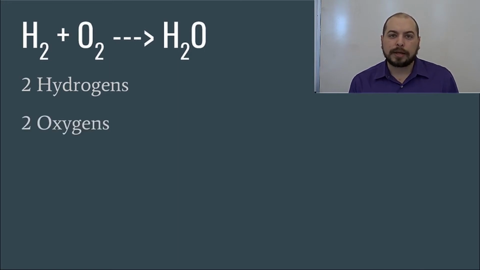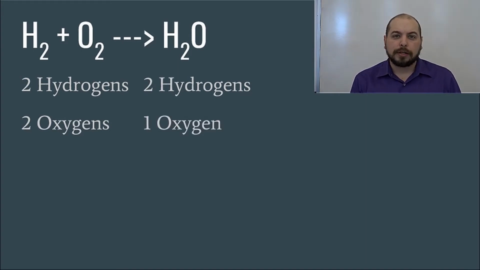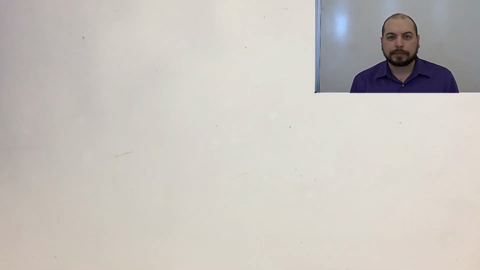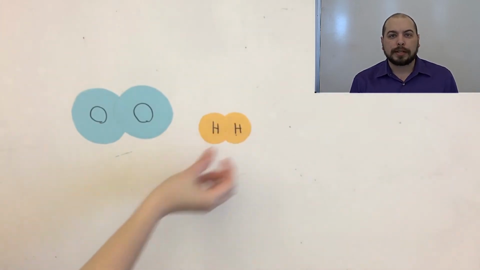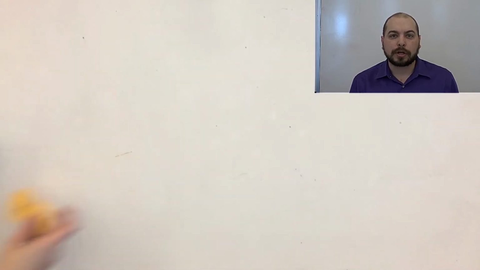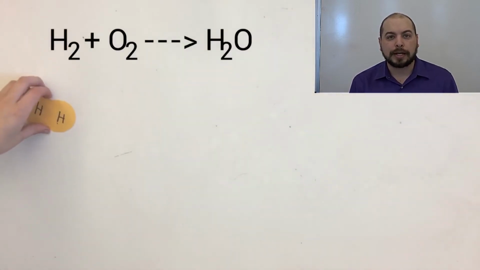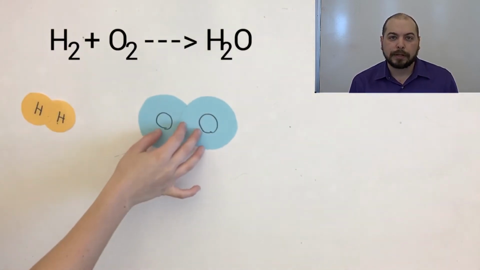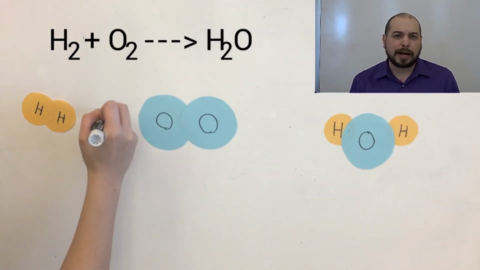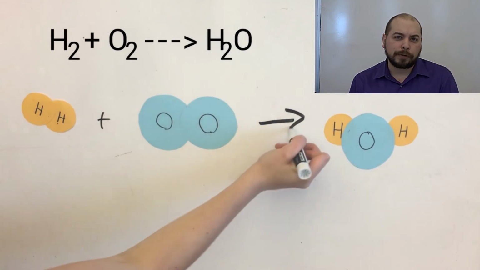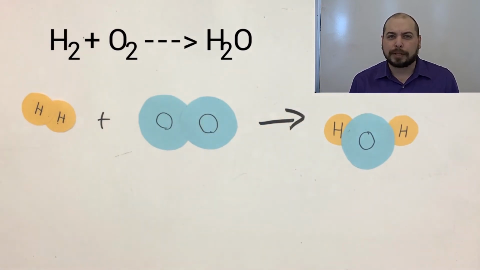Whereas on the right side of the arrow, we have two hydrogens. However, we only have one oxygen. So let's work to balance this chemical equation. We're going to do it using some models. Now, the blue model here represents the oxygen atom, whereas the yellow ones represent the hydrogen atom. So as you can see, we start with a diatomic oxygen and a diatomic hydrogen. Now, if we combine these into water, you'll see that we have the hydrogen all fully used, but there's still an oxygen atom left over.